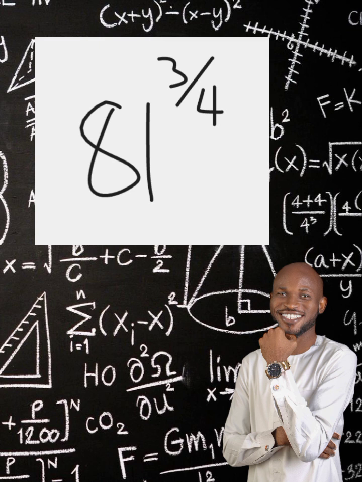3 is the numerator and 4 is the denominator, so you have to be careful. Now the numerator is 3 and not 1, and the denominator is 4, so you need to be very careful.